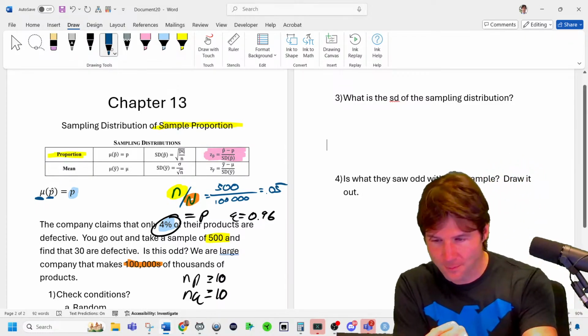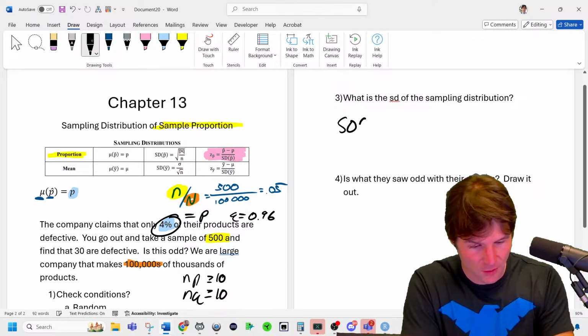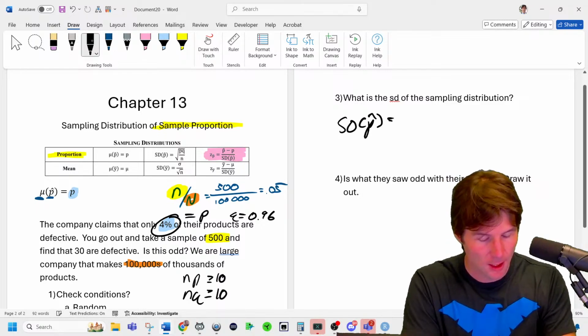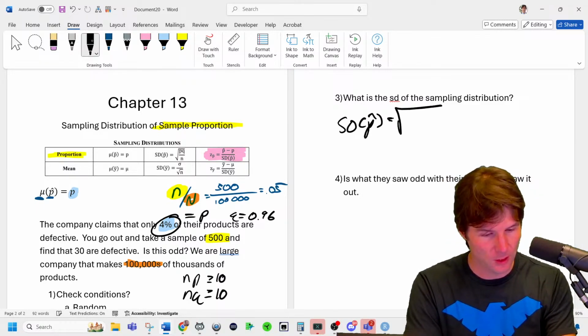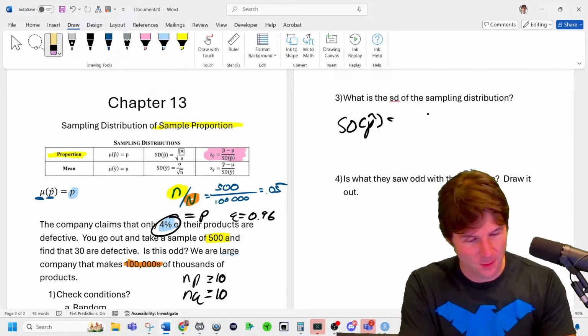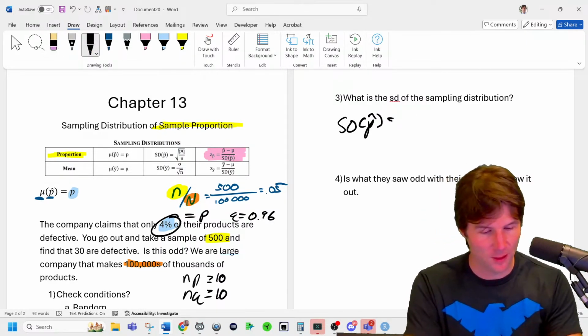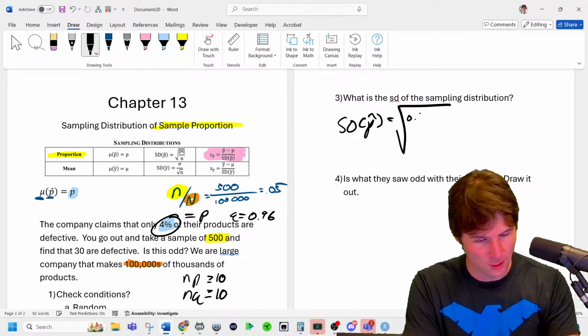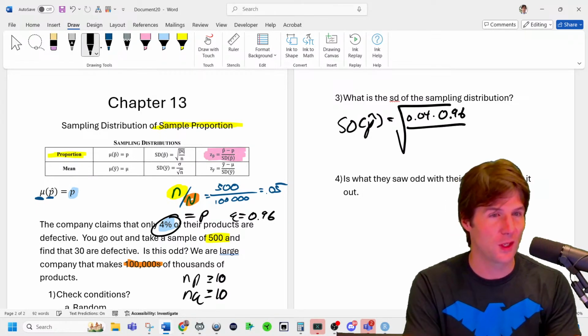Let's check it. Okay, so the standard deviation for the distribution of the sample proportion is going to be the square root of the quantity 0.04 times 0.96. That's Q. Please ask if you're stuck on anything.